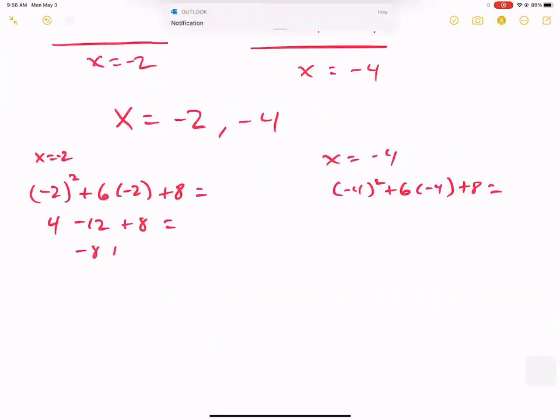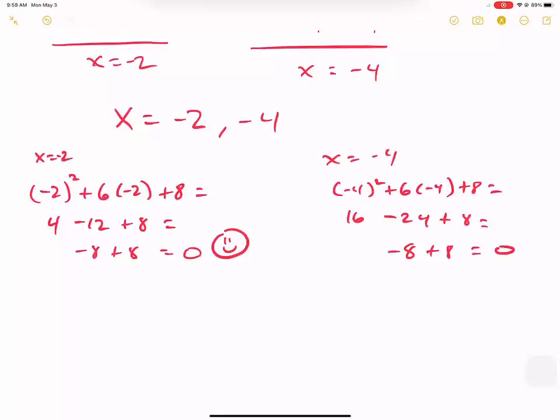This is negative 8 plus 8. Oh my gosh, that's 0. It worked. On the right side, let's see if it worked on the right side. This is 16 minus 24 plus 8. 16 minus 24 is negative 8. I'm sorry, negative 8 plus 8. Oh my goodness, it became 0, too.